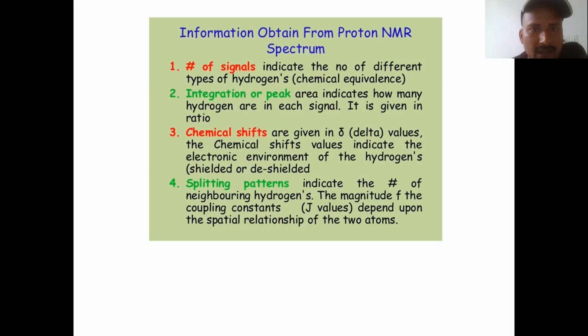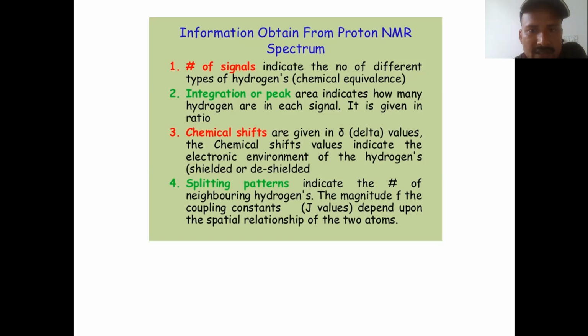After that we will talk about the integration of peaks. The integration, representing the peak area, indicates how many hydrogens are in each signal. It is given as a ratio. So the integration area indicates the number of hydrogen atoms in each signal, and it is represented by a ratio.